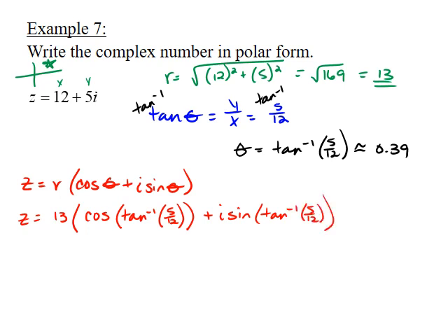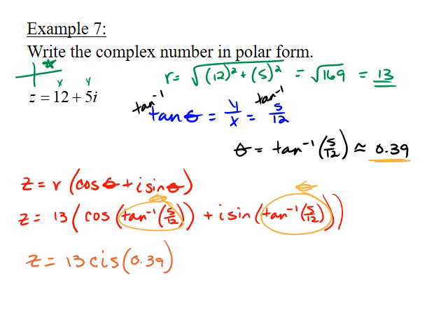And remember that this just represents some angle, and we have found it. You can rewrite it as 0.39. In fact, you can also say 13 cis 0.39. Okay, so this, remember, is our modulus, and this is our argument.